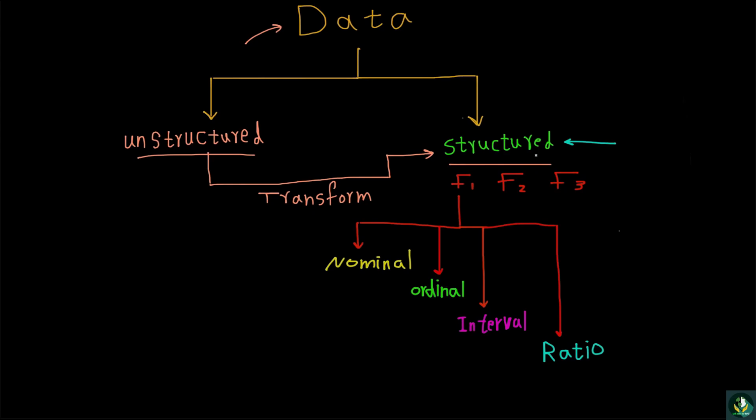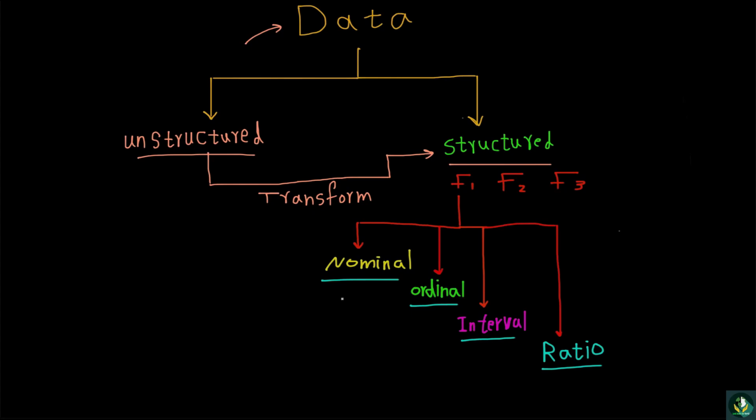Hi. In the previous lecture, we found that our data set is a structured data set. So what is next? Now what we should do is go through each feature in our data set, and we should specify the type of each feature. For example, let's take the first feature here. We should check if this feature is a nominal feature, an ordinal feature, an interval feature, or a ratio feature.